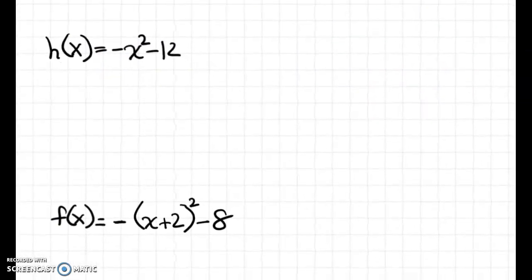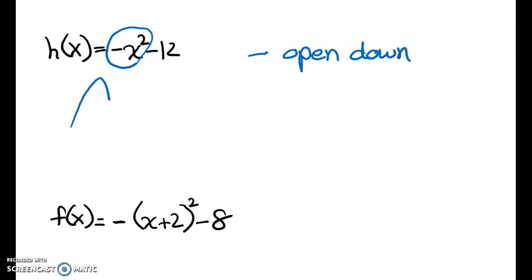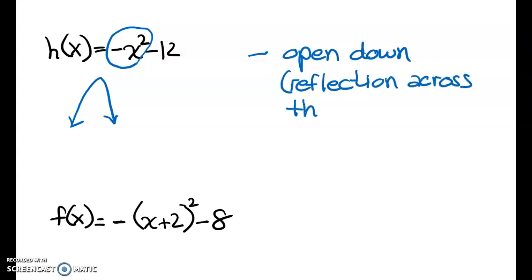Okay, in our next example, I'm going to circle the squared term with its sign. And because I have a negative, that means it's going to open down. So it's going to look like this, open down. That means I do have a reflection across the x-axis.